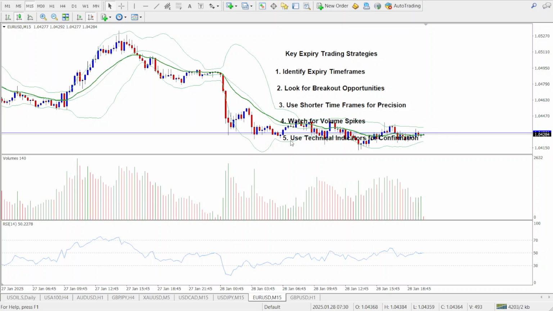Now, to wrap it up, expiry trading strategies are all about timing and precision. By understanding how price behaves near expiry time frames and using key strategies like breakouts, volume analysis, and shorter time frames, you can improve your ability to catch those high impact moves just before expiration. With the right strategies in place, you can capitalize on the opportunities that many traders overlook.